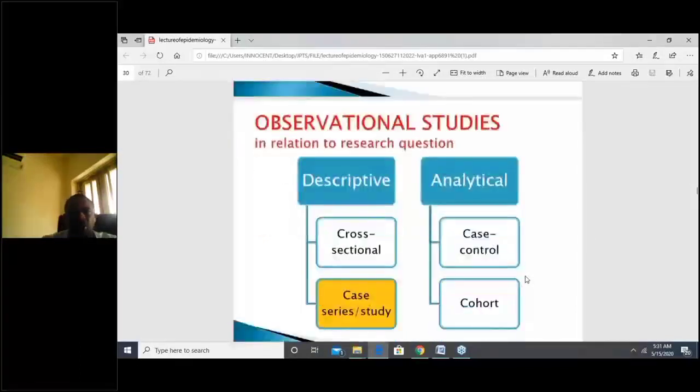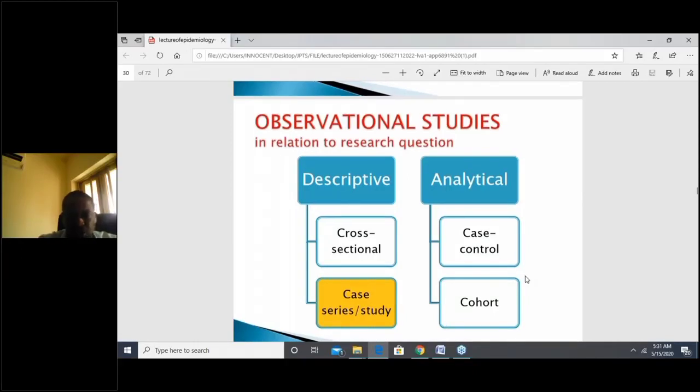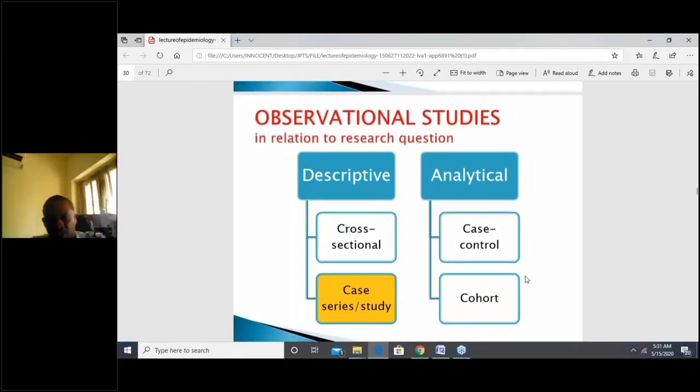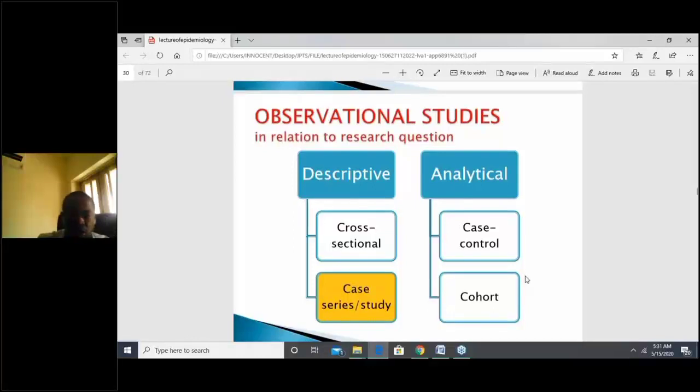So let's go further in observational study in relation to the research question. We've talked about the cross-sectional study, and you look at the case series study. Then for the analytical study, you look at the case control study, then you look at the cohort.